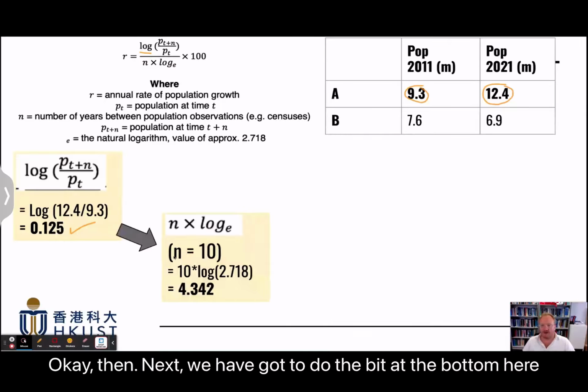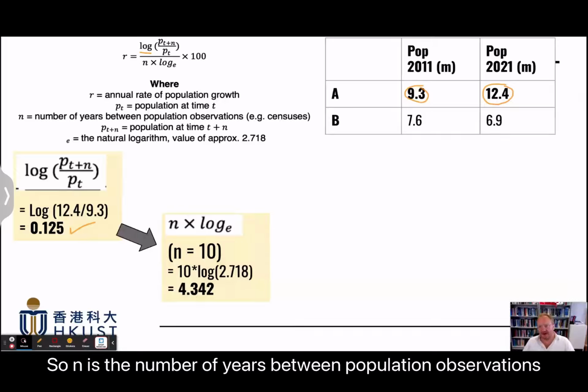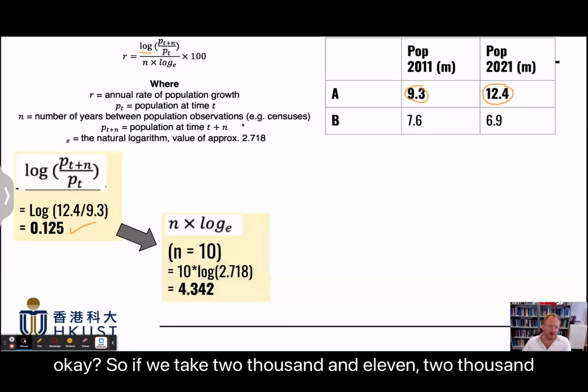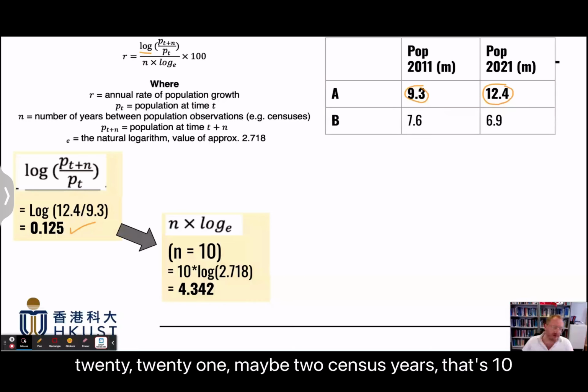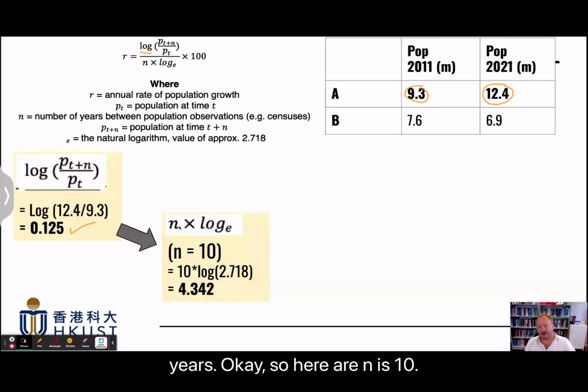Okay, then next we've got to do the bit at the bottom here, so that's N. So N is the number of years between population observations. Okay, so if we're taking 2011 and 2021, maybe two census years, that's 10 years. So here our N is 10.